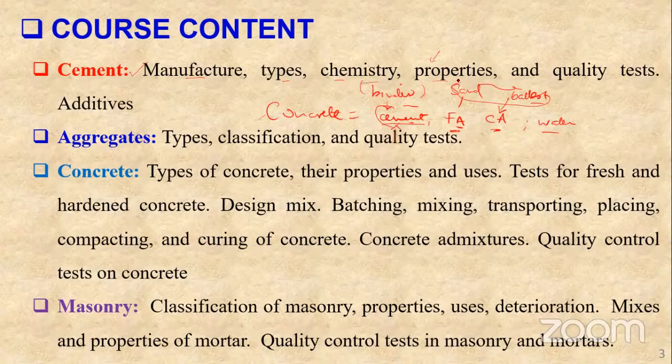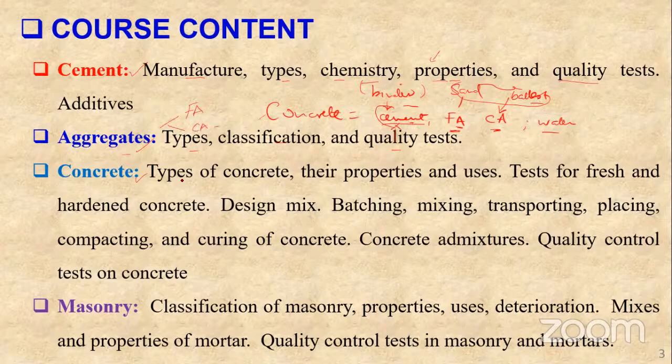So you need to understand about that chemistry, then the properties of different types of cement, and how to assess the quality of cement. Then we are going to learn about the aggregates. Of course, again, types, classification, okay? And when you talk of aggregate, we are referring to both the fine aggregate, where sand falls into that category, and the coarse aggregate, where you have the ballast.